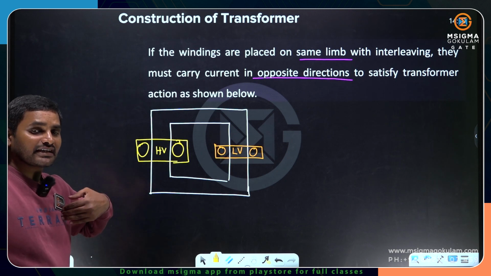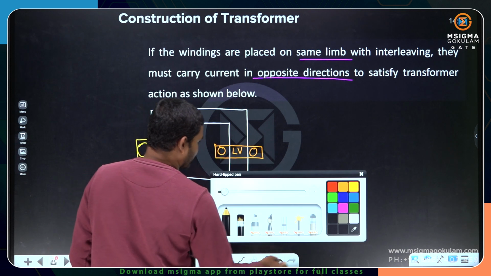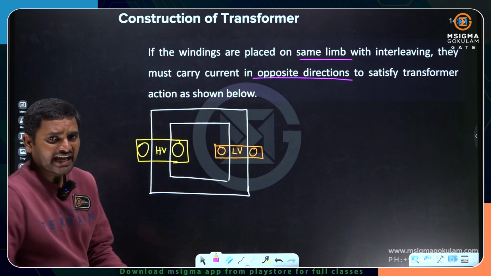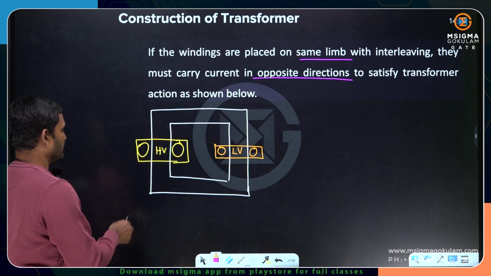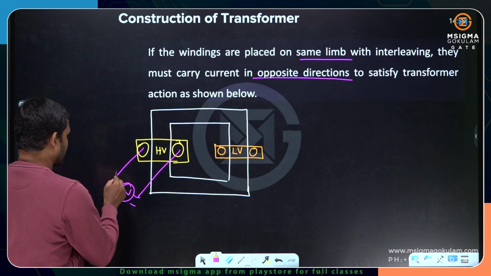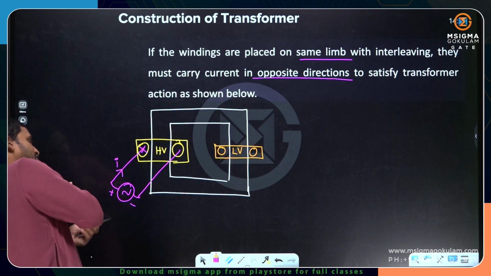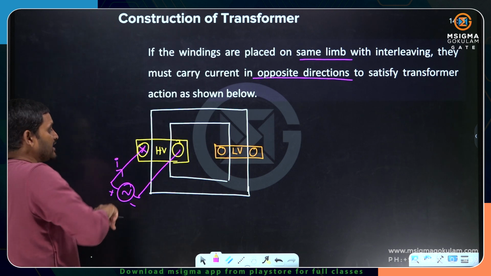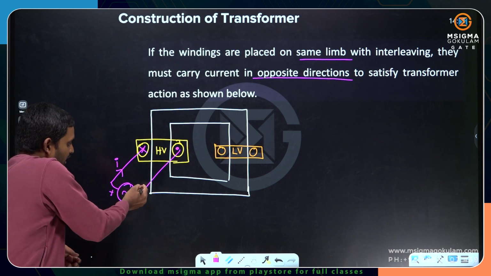Now I am assuming that I have given the supply to the high voltage winding. If I give the supply to the high voltage winding, current is entering into the high voltage winding. Now this supply is going to drive the current like this. So here the current is entering, let us assume. The current is going into the left side of the high voltage winding, and then current is coming out of the right side of the high voltage winding.